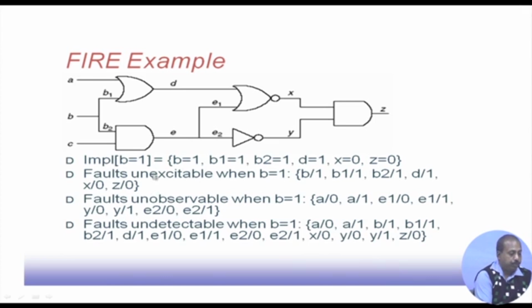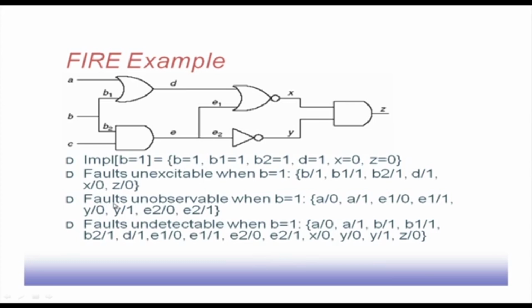Because B equal to 1 will always make Z equal to 0. So, after computing this implication set, you can say that for B equal to 1, all these fault lines which are in the implication set become untestable, they are unexcitable.